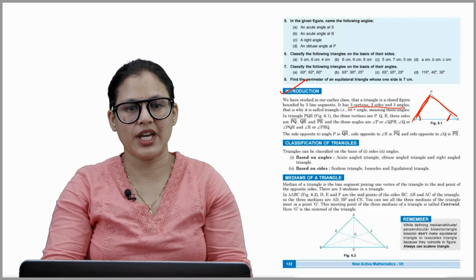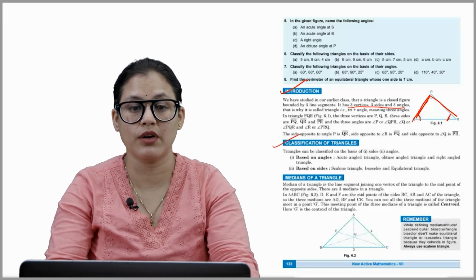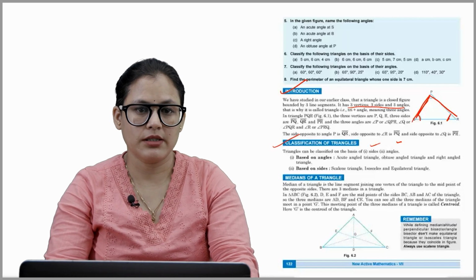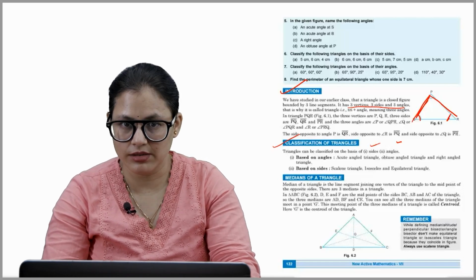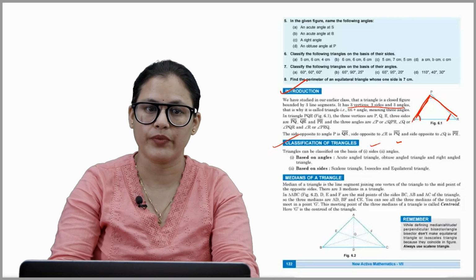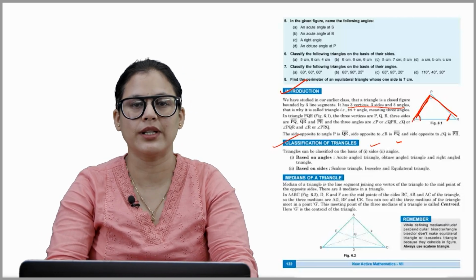Classification of triangles. Triangles can be classified on the basis of number 1, sides, number 2, angles. Number 1, based on angles: acute angled triangle, obtuse angled triangle and a right angled triangle. And number 2, based on sides: scalene triangle, isosceles and equilateral triangle.